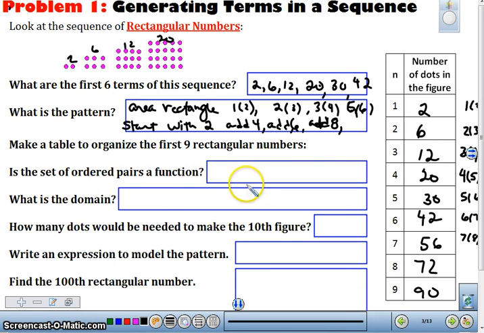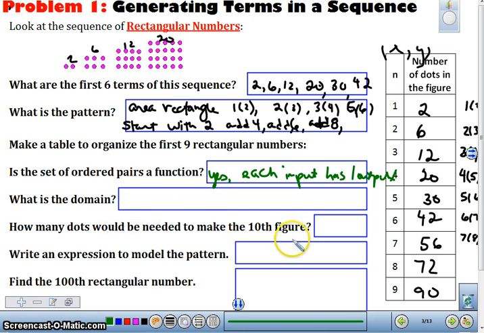It asks, is the set of ordered pairs a function? So 1, 2: this is like our x and our y. Is it a function if we think of this as an ordered pair? For each input, is there one output? Our answer to that should be yes, it's a function. Why is it a function? Each input has one output.